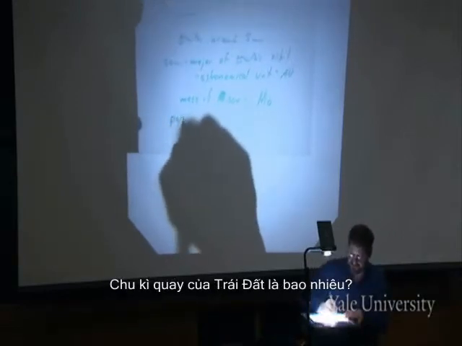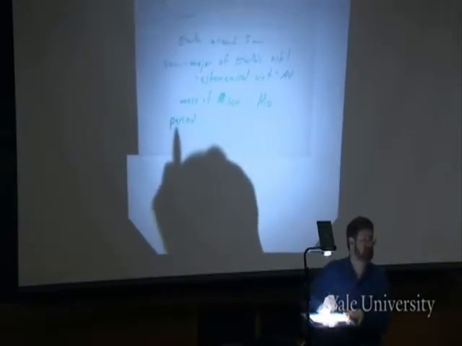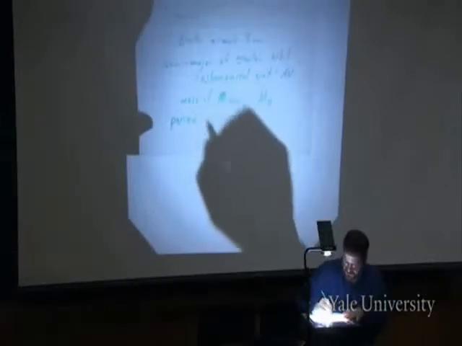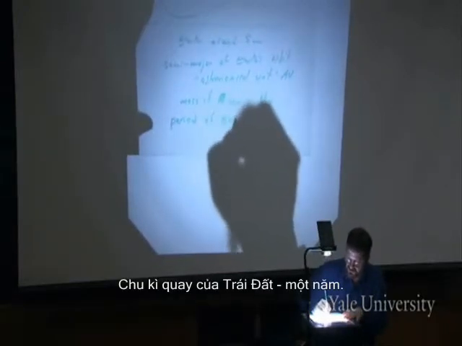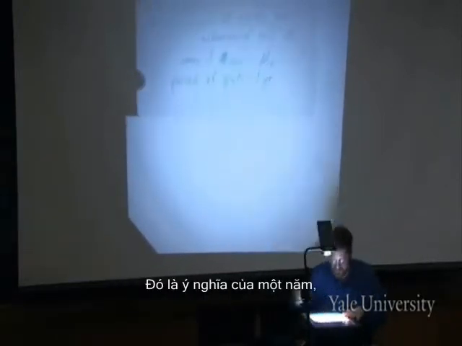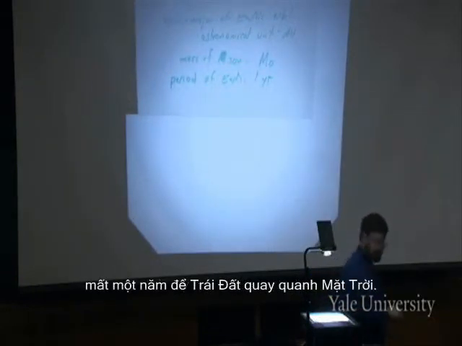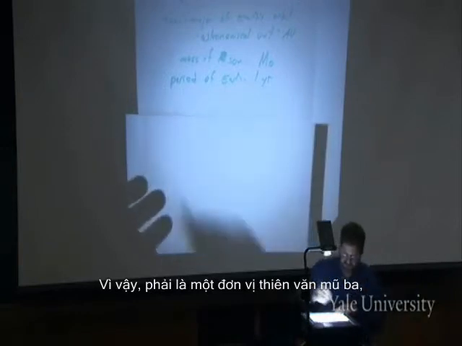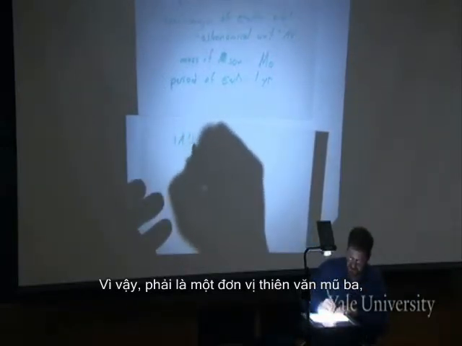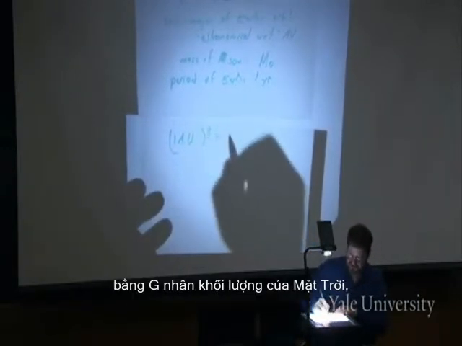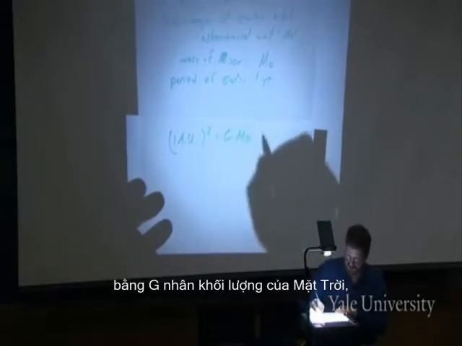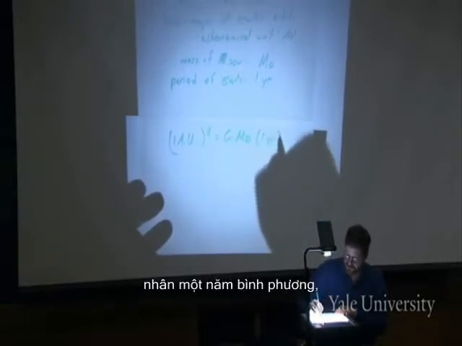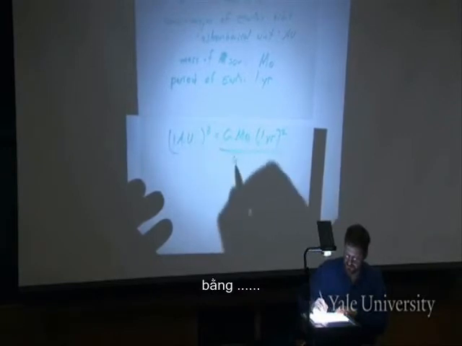And what's the orbital period of the Earth? A year, thank you very much. Period of Earth: 1 year. That's what a year means. It takes a year for the Earth to go around the Sun. So it must be the case that one astronomical unit cubed is equal to G times the mass of the Sun times 1 year squared, that's P squared, over 4 pi squared.